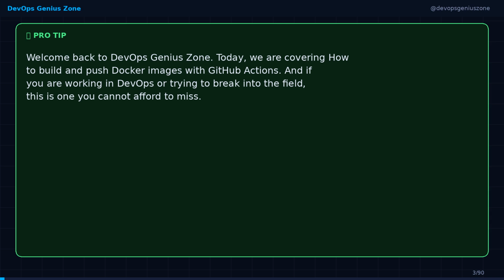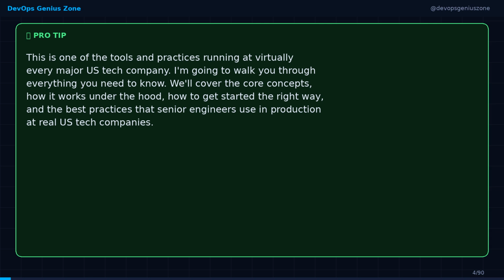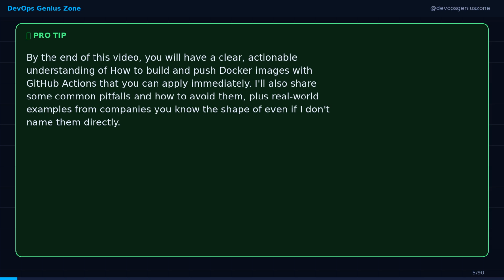We'll cover the core concepts, how it works under the hood, how to get started the right way, and the best practices that senior engineers use in production at real US tech companies. By the end of this video, you will have a clear, actionable understanding of how to build and push Docker images with GitHub Actions that you can apply immediately. I'll also share some common pitfalls and how to avoid them, plus real-world examples from companies you know the shape of even if I don't name them directly.